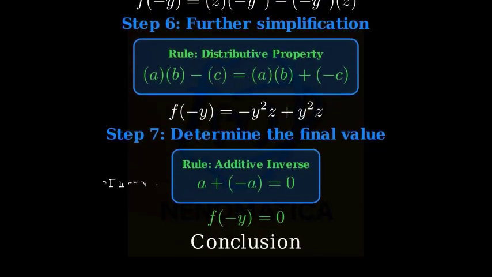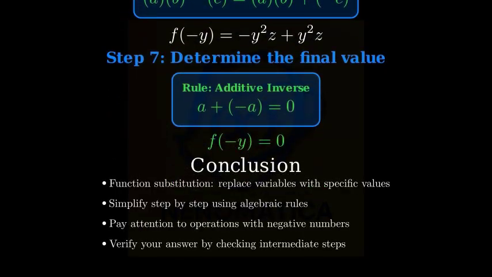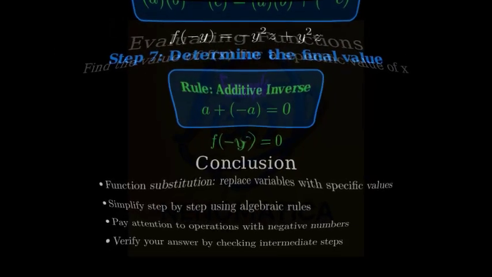In conclusion, function substitution involves replacing variables with specific values and then simplifying the resulting expression. We've seen two examples where we substituted values and found that both functions evaluated to 0. Remember to carefully substitute the values, then simplify step by step using the appropriate algebraic rules.